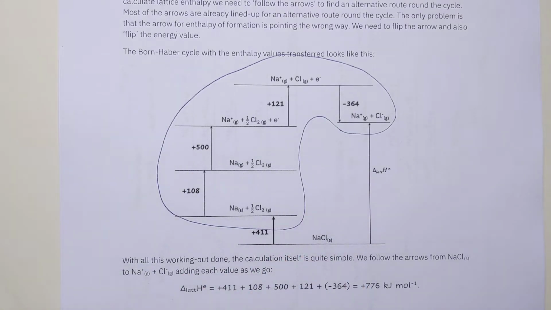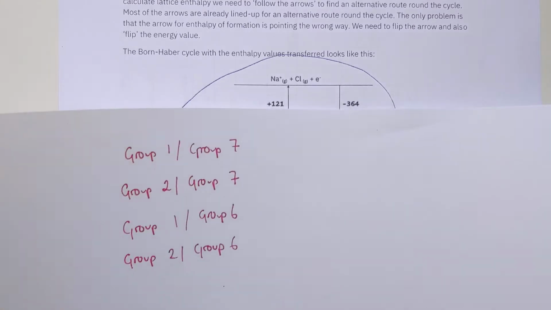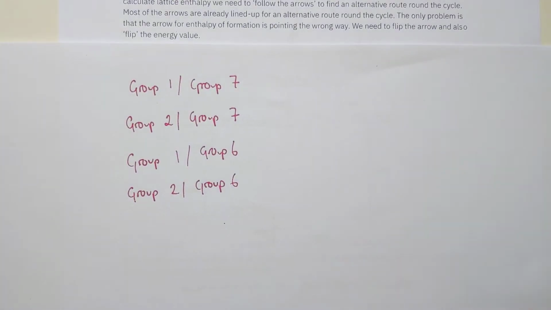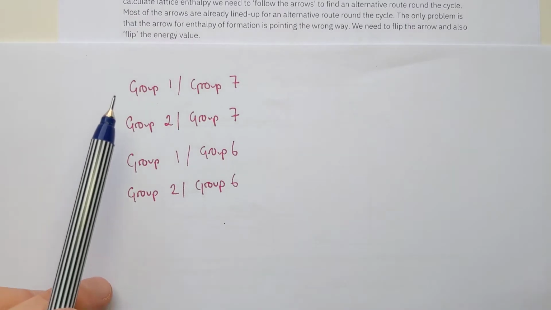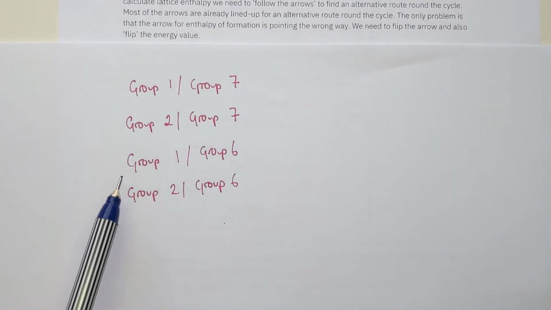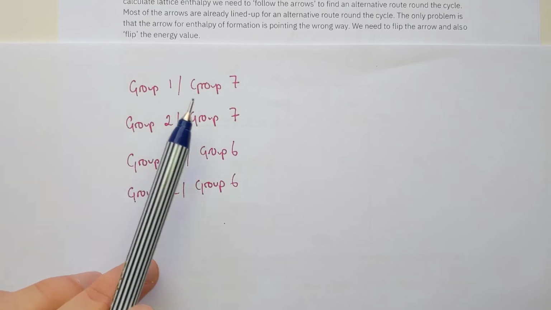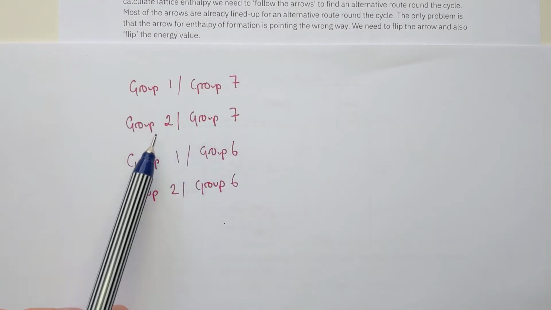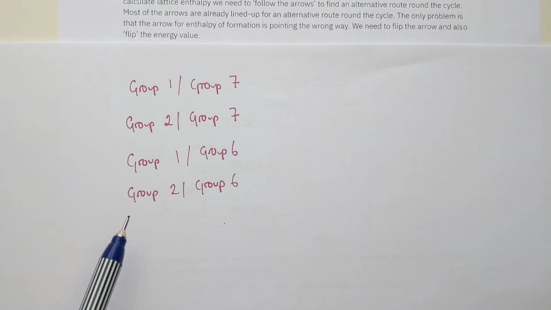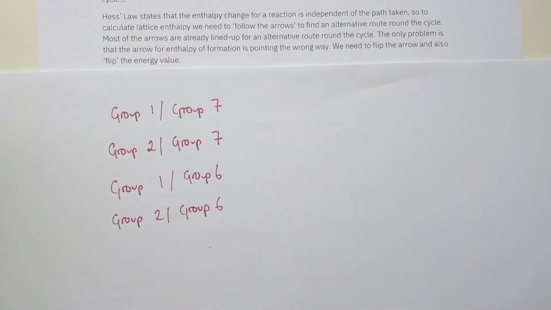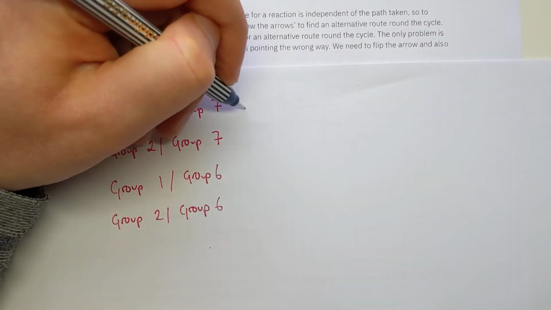In terms of what I mean by different types of ionic compound, you might think surely all ionic compounds are kind of the same, and you are basically correct. It's to do with their charges and how the formulas look, which might affect the cycle you have to actually draw. These are the 4 different combinations which can come up in your exam: Group 1, Group 7 ionic compounds; Group 2, Group 7; Group 1, Group 6; and Group 2, Group 6. It will make a bit more sense when we actually look at some examples. The Group 1, Group 7 one is the one we've already looked at.